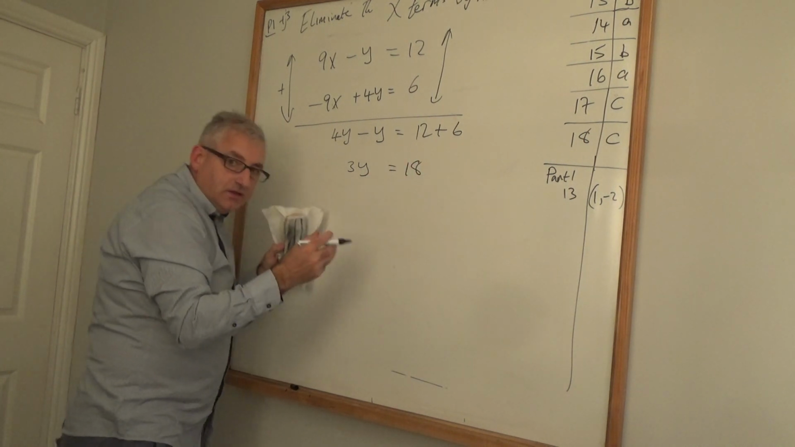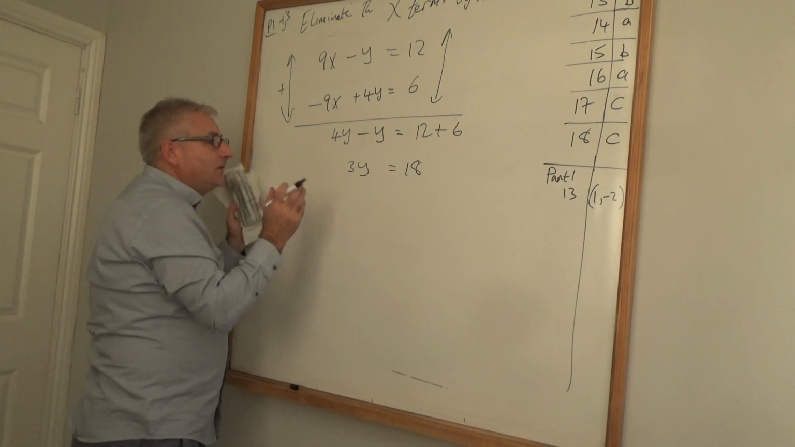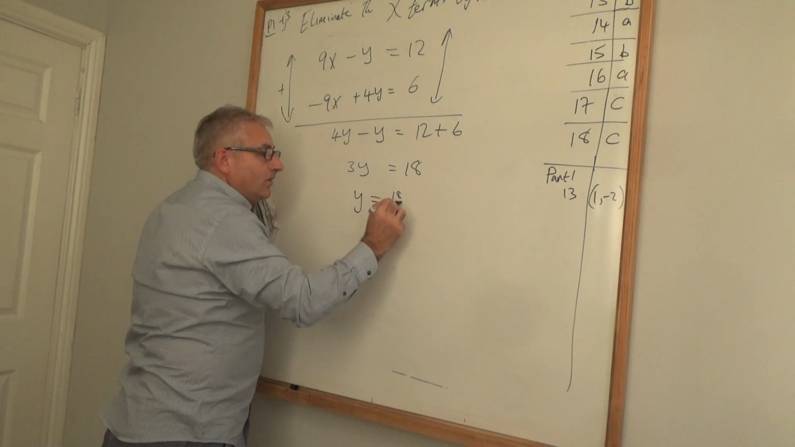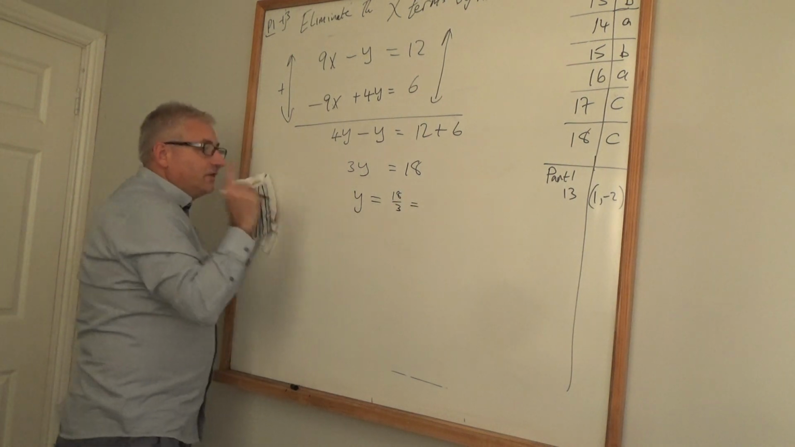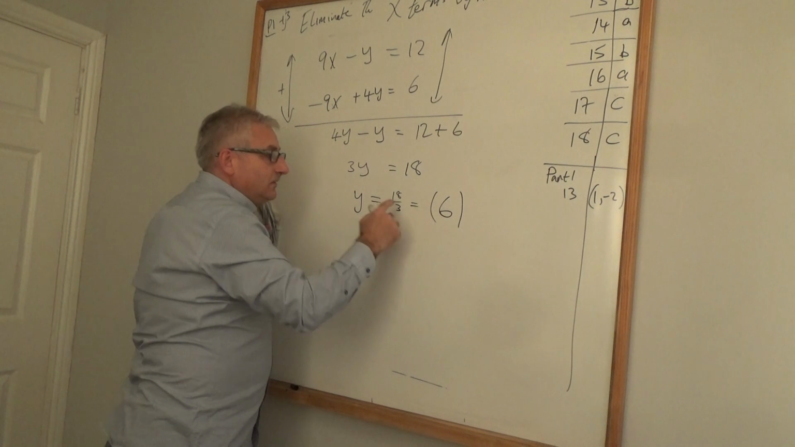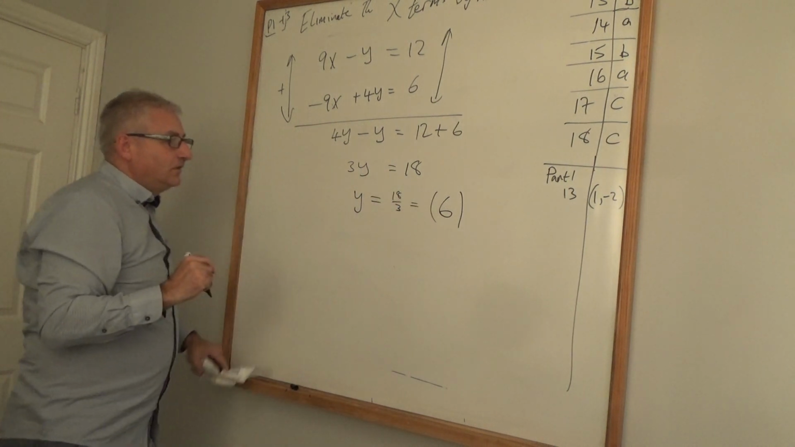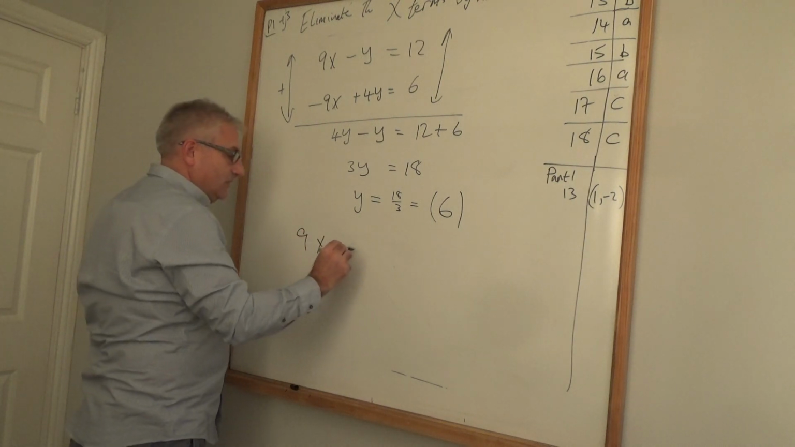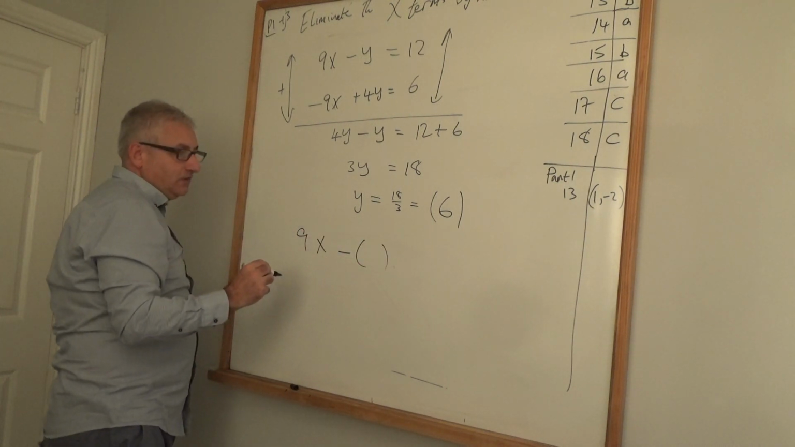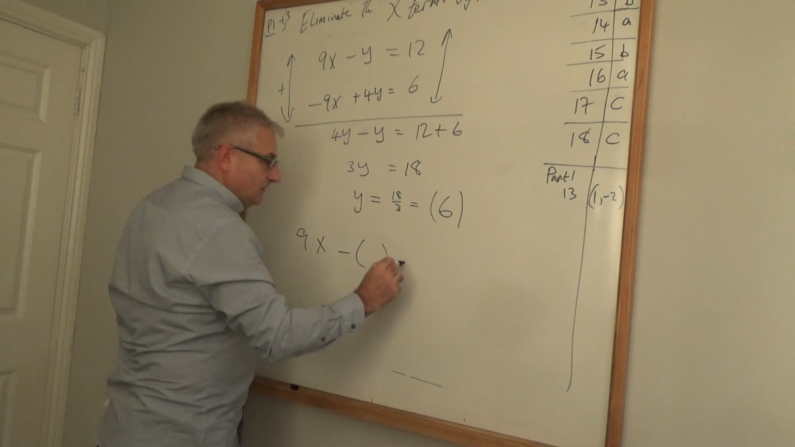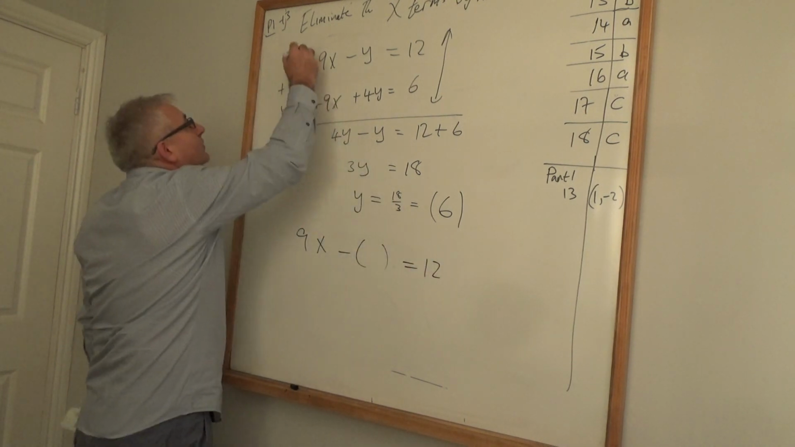Now using the dividing property of equivalence, meaning I can divide by 3. Careful here, the answer is not 3, the answer is 6. 18 divided by 3 is 6. And I put it in a bracket. I go 9x minus the new value we know of y equals 12, and I mark my equation.